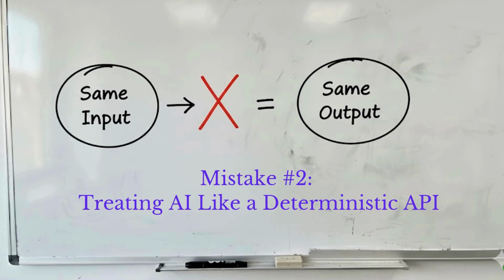Unlike normal APIs, AI does not guarantee the same output for the same input. If your system assumes deterministic behavior, you will eventually hit bugs that are very hard to reproduce. This impacts caching, testing, and even debugging.